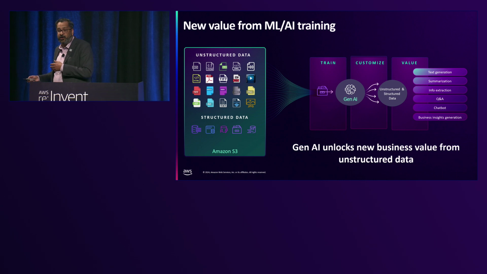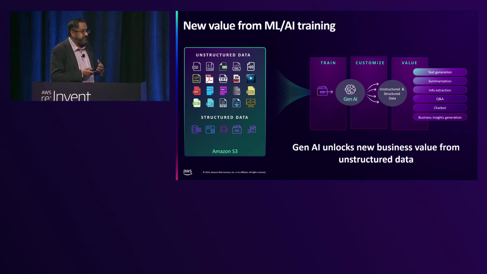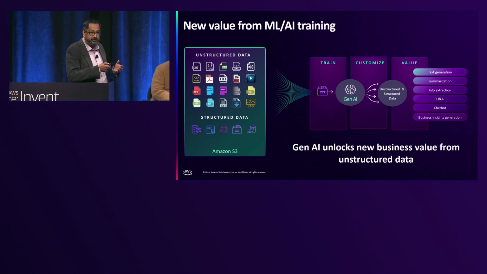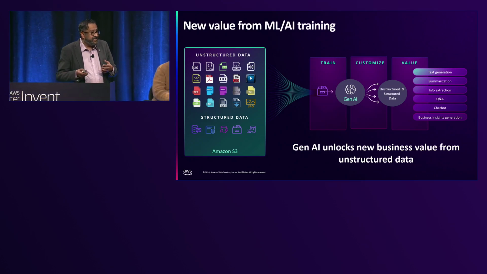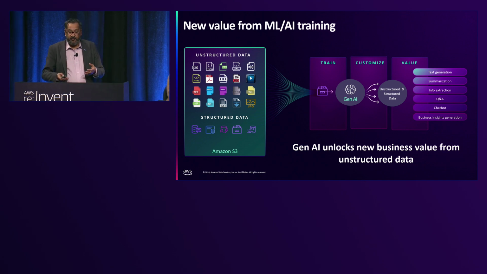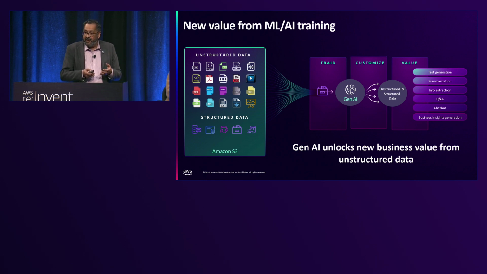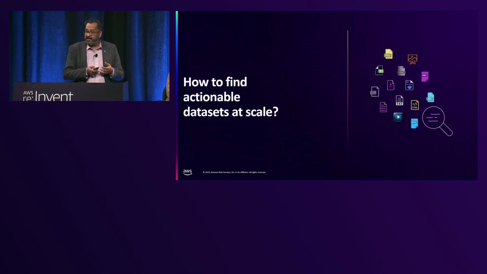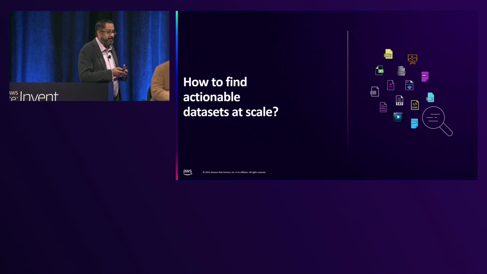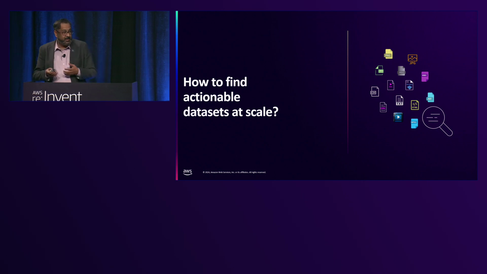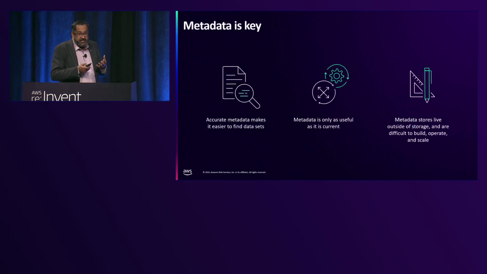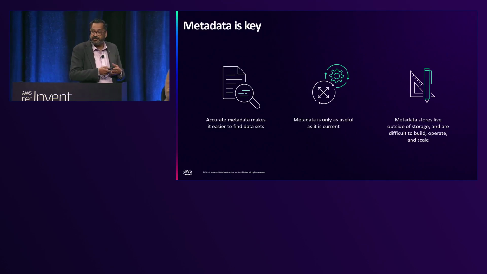On the other side, you have model consumers. These are customers who take these pre-trained models and then use the data they have in S3 to customize it for their own use case. And these customers often have millions, if not billions, of objects in their buckets on S3. The challenge that they're facing today is how do you find the right data set to train your models, as an example? How do you do it at scale, and how do you do it in a timely fashion? And so that's where metadata comes in. And we feel that metadata is key to helping solve that challenge.